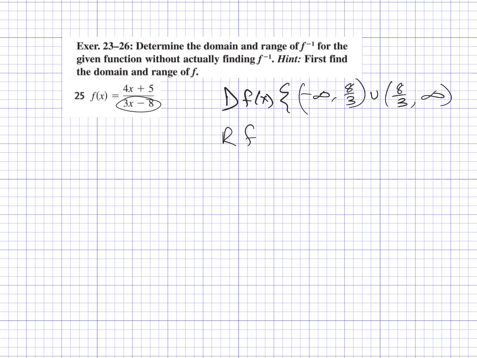And the range of f of x, where's the horizontal asymptote? At y equals 4/3. So going up on the y-axis from negative infinity to 4/3, it can't be 4/3, and then from 4/3 all the way up to positive infinity. So if you're just not sure of all this stuff, you have to graph them. You're supposed to be good at graphing them at this point. So you're looking for asymptotes and stuff.